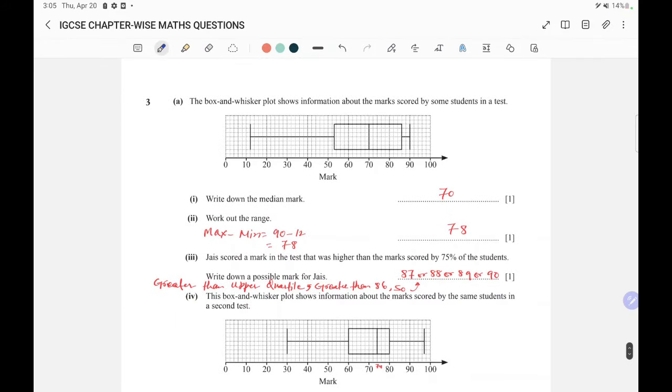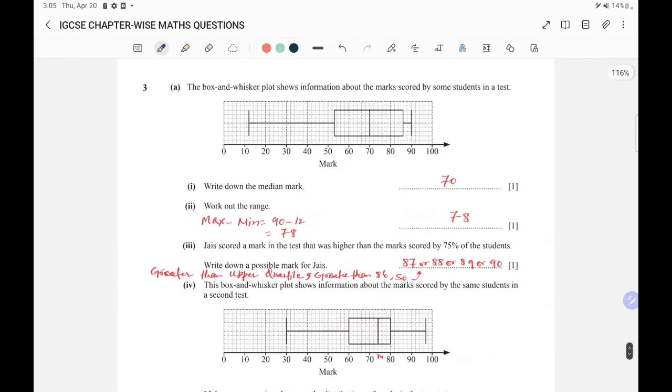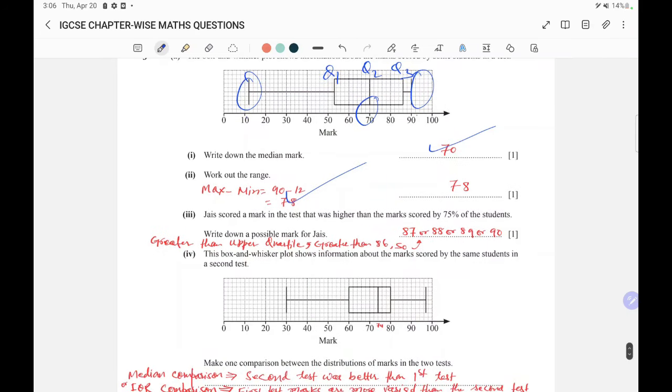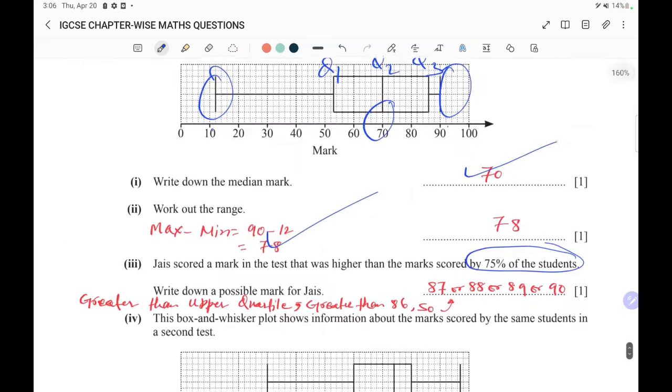Now the box and whisker plot shows, okay, that's fine. This is the minimum, this is the maximum, this is the lower quartile, median, and upper quartile. Find the median, so that is 70. Find the range, maximum minus minimum, so 90 minus 12. And Jazz scored a mark in the test that was higher than the marks scored by 75% of the students. 75% of the students, right? So third quartile.